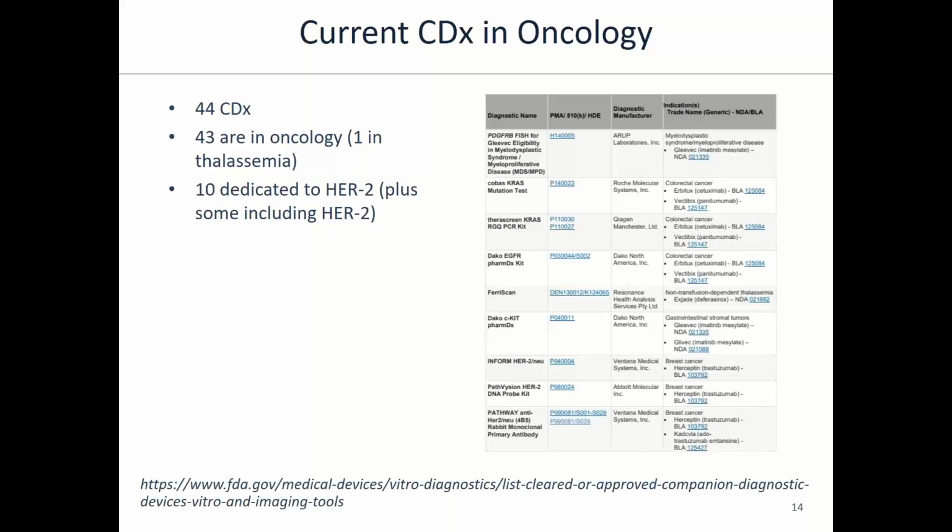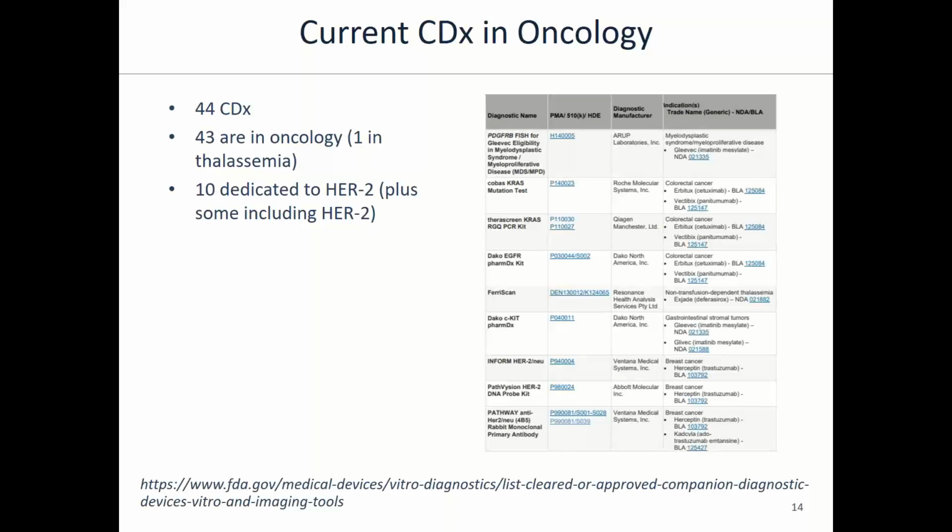And the list, I took a look at it recently, and it contains 44 approved companion diagnostics, 43 of which are in oncology. So this gives an idea of how oncology is spearheading, let's say, initiatives in precision medicine. The only one that is not strictly in oncology is for thalassemia, and that's, by the way, an imaging tool. And of the 44 companion diagnostics, 10 are dedicated to one single biomarker, namely HER2.